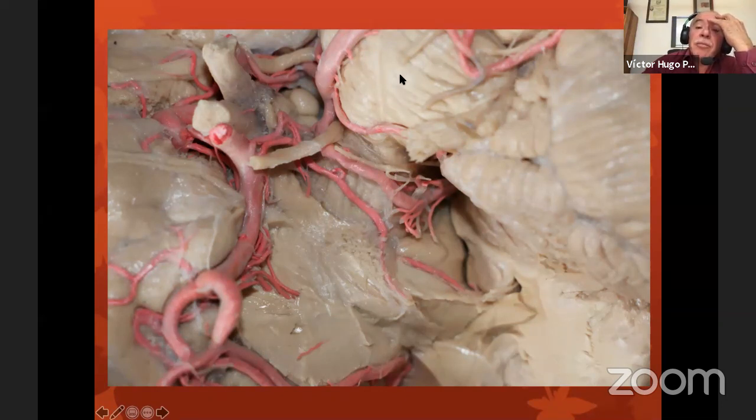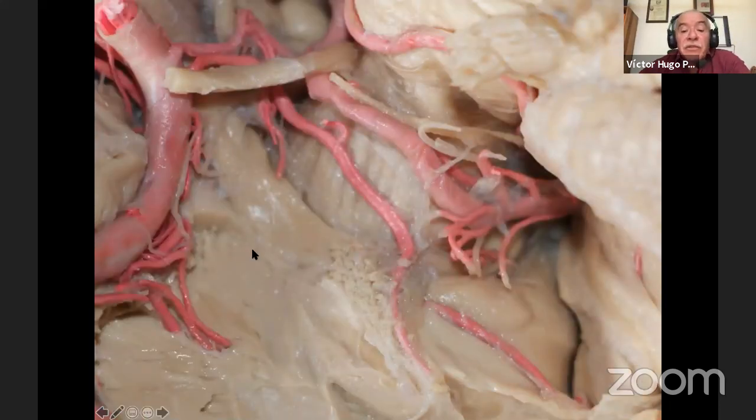In this view, we have the pons, the mesencephalon, the third cranial nerve, and the fourth cranial nerve. Here we have the posterior cerebral artery, and this is the P1 segment of the posterior cerebral artery. Optic nerve, optic chiasm, and this is the mesencephalon. This is a close view of this.